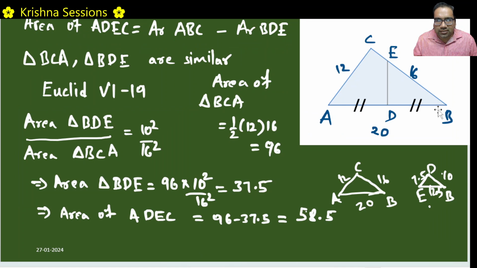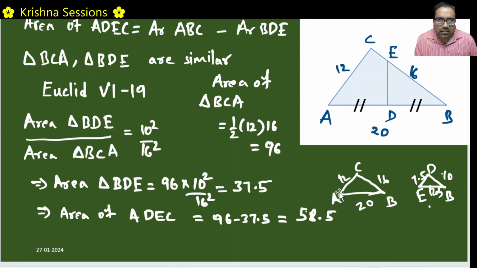Now, if you notice, BED and ABC or BCA, these two triangles are similar. Why? Because angle B is common in both the triangles BCA and BED, and another angle is a right angle. When two triangles have one angle that is a right angle and another angle that is common, the third angle is automatically equal. That means both triangles are similar.